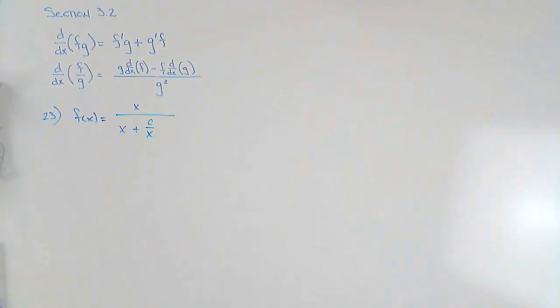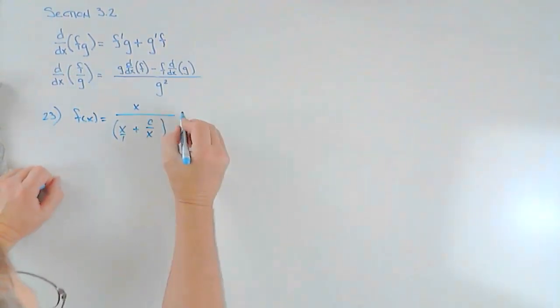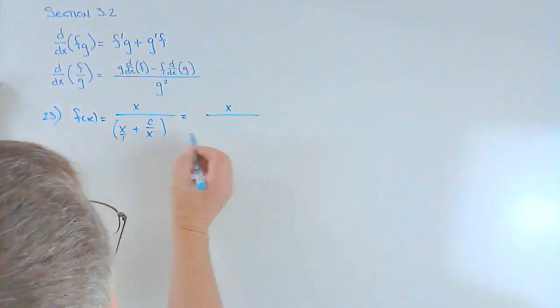All right, so what have they done? They've given us a complex fraction and they want us to find the derivative. Now, we don't have a rule for finding the derivative of a complex fraction. We have the derivative of just a fraction. So we're going to have to do algebra to simplify this. We're going to have to take this denominator, get a common denominator, right? Leave the numerator alone. The common denominator is going to be x.